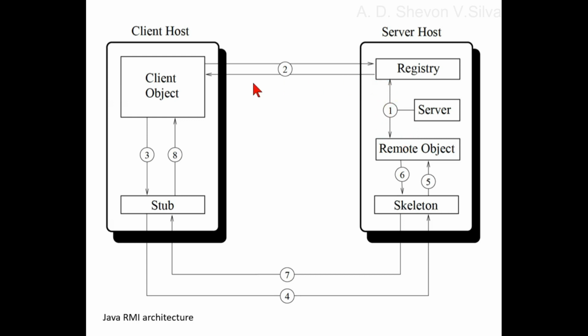Here the registry interacts with the client object, and here in 3 the client object is connected to the stub. In 4 the stub is connected to the skeleton. The skeleton is connected to the remote object. The remote object is connected to the skeleton. The skeleton is connected to the stub. The stub is connected to the client object.